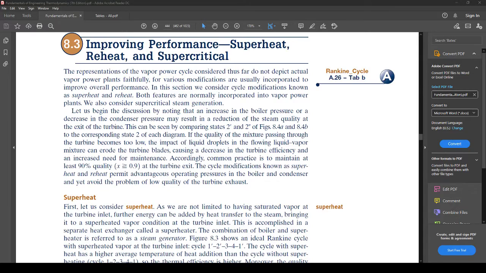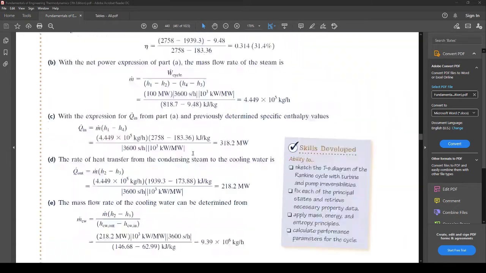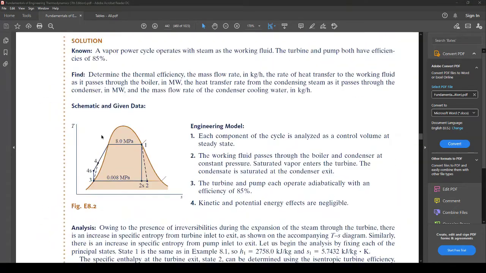All right. So, as I said, we're going to be doing 8.3, which is improving performance of the Rankine cycle, which is superheat, reheat, and supercritical. So these are all ways that we can try and get more out of what we had, right? In the previous example that we did in class, they only heated up the steam to saturated vapor, right? Only saturated vapor. But you can actually get more out of it if you heat this up more, right? You can get more work out.